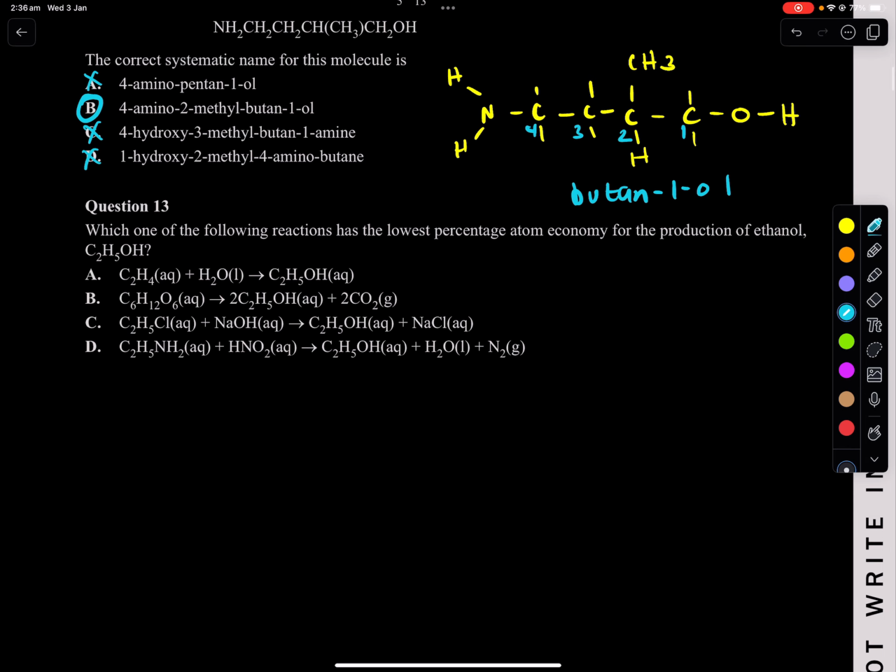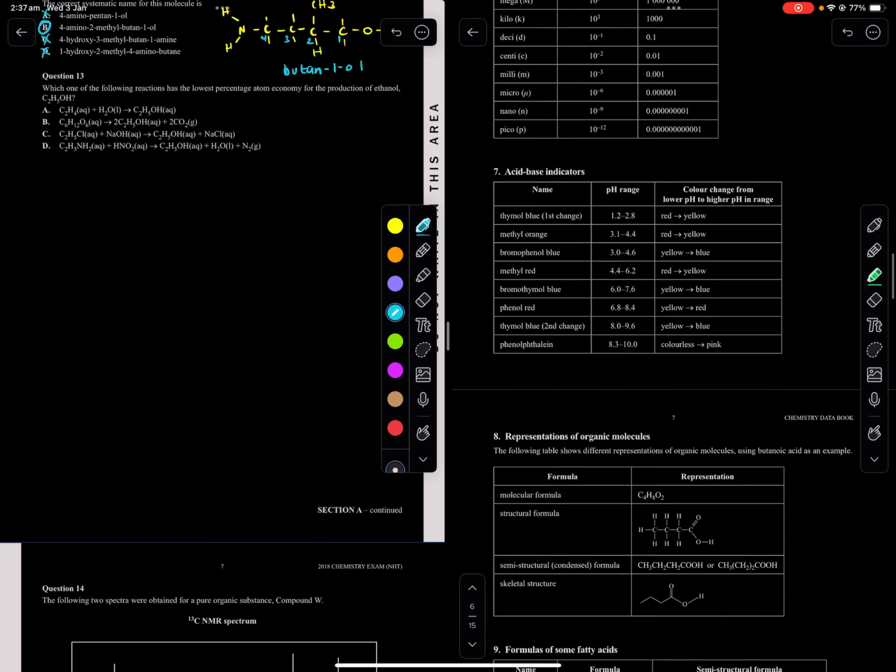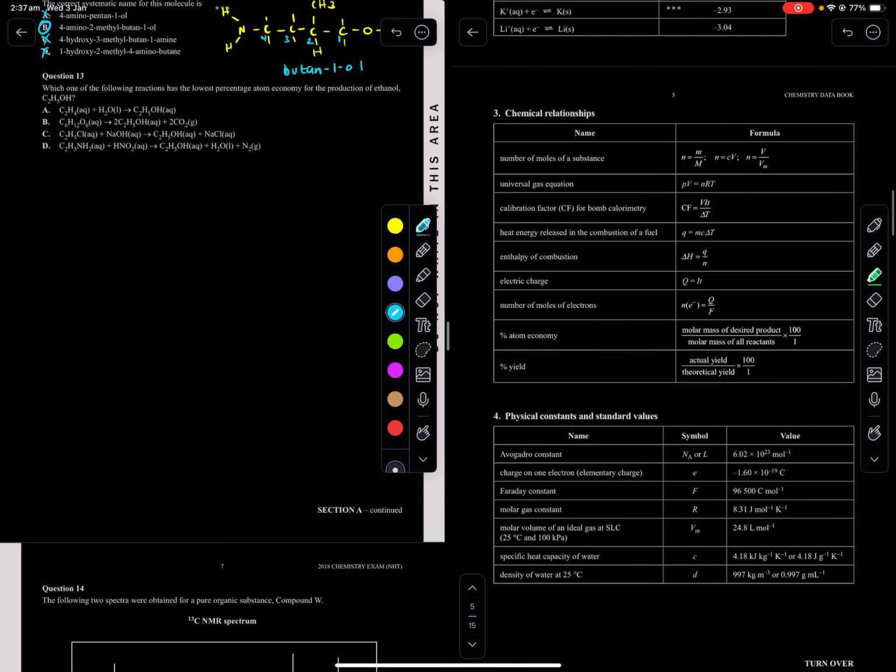All right. Question 13. Which of the following reactions has the lowest percentage atom economy for the production of ethanol? Okay, you should know, if you look at your formula sheet, let's have a look at this, your data book. What is percentage atom economy? What is the formula?